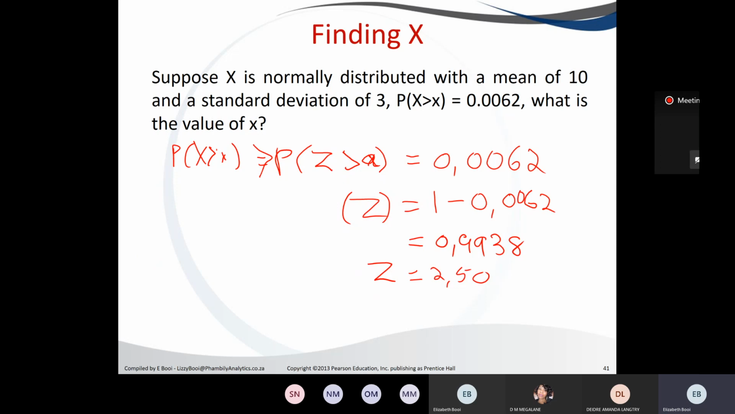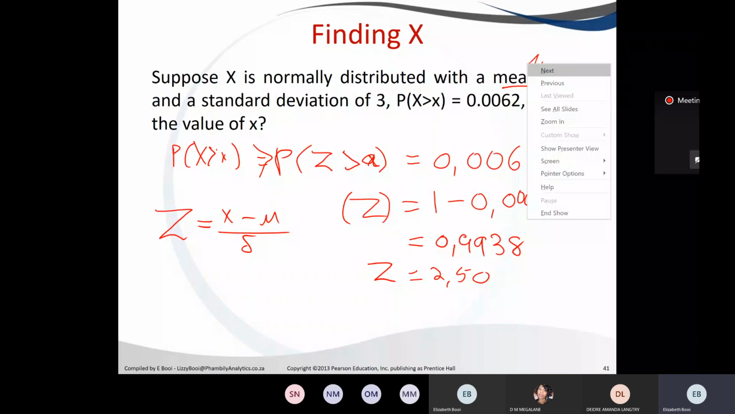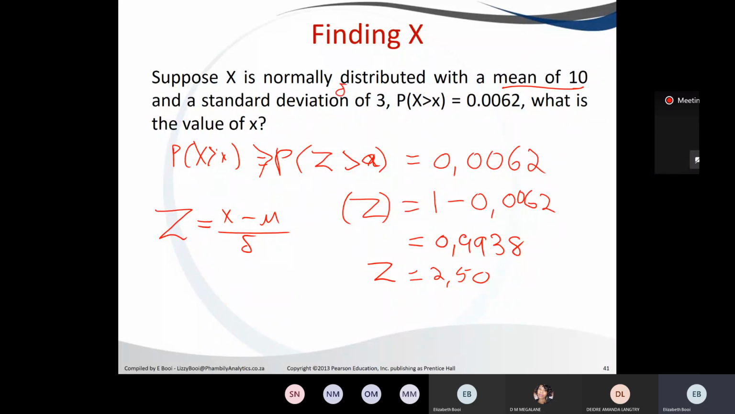Since we found our Z value, we can go back and say our value of Z. Without putting the probabilities, we're going to change everything and put it in this manner. I don't even have to put the greater than sign because I've already found what my value of Z is. So I can always use my Z score: X minus the mean divided by the standard deviation. I am given the mean, which is 10, I'm given the standard deviation, and I went and found the Z value. So now we can substitute all the other values so that we can find our X.